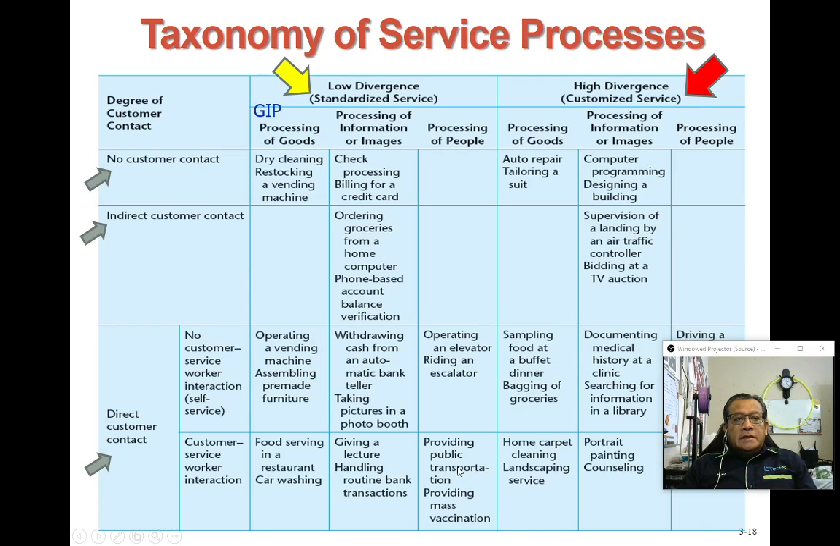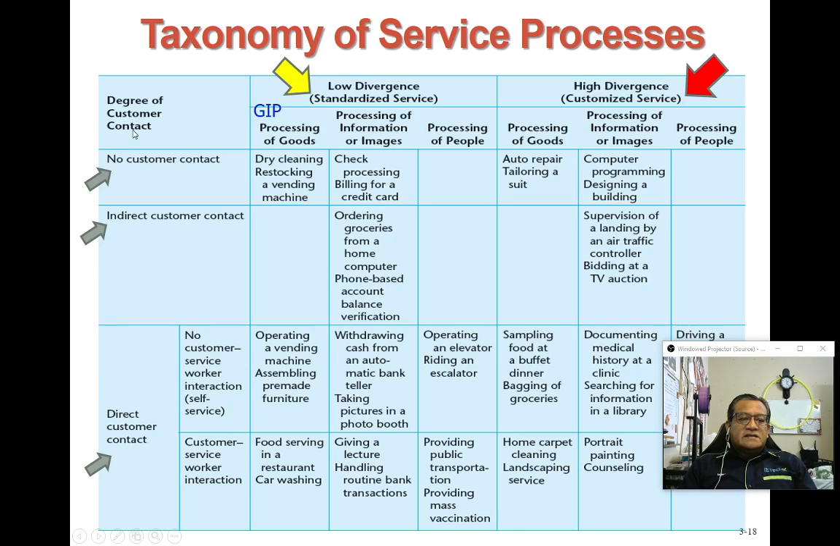So the next segment is discussing the taxonomy of service processes. Okay, the taxonomy of service processes here is highlighted on the x-axis. It is either a category of low divergence or high divergence. So only two categories: standardized service or customized service. On the y-axis here, it is highlighting three segments.